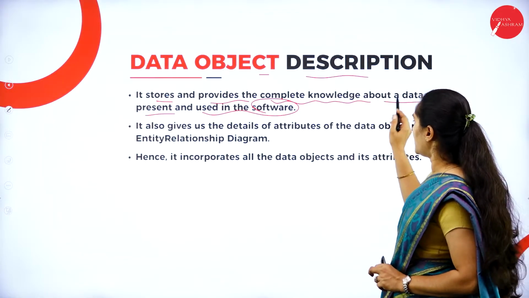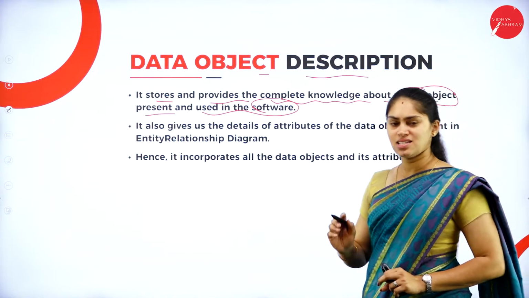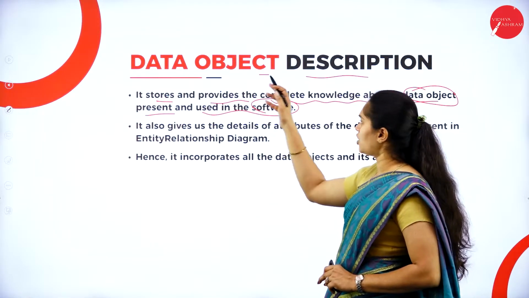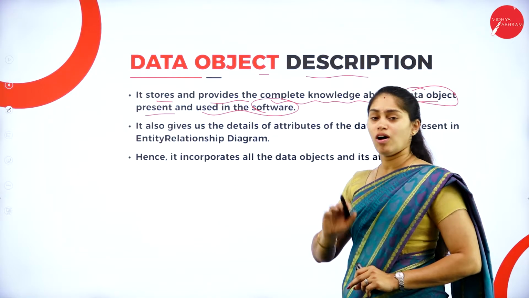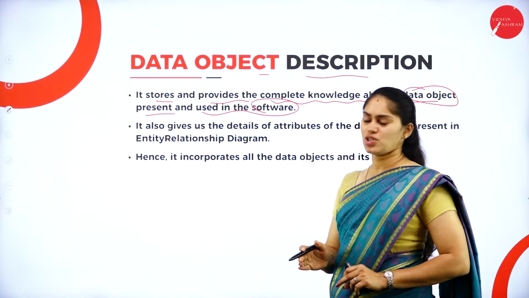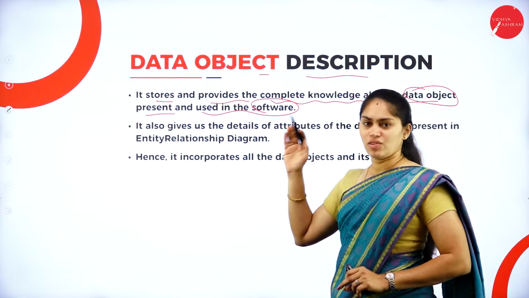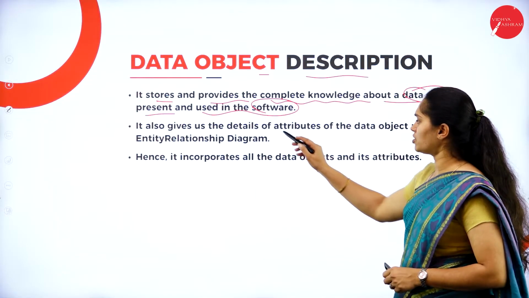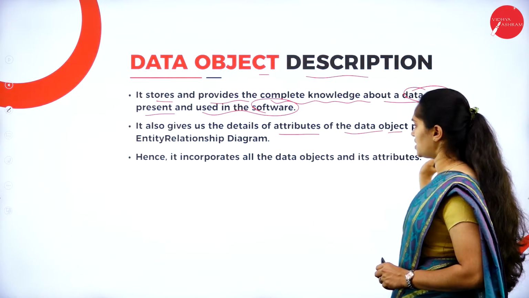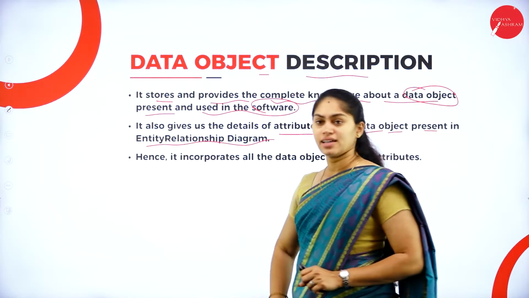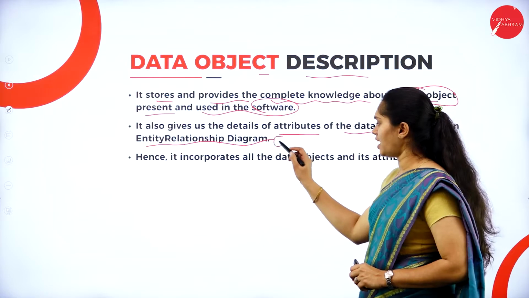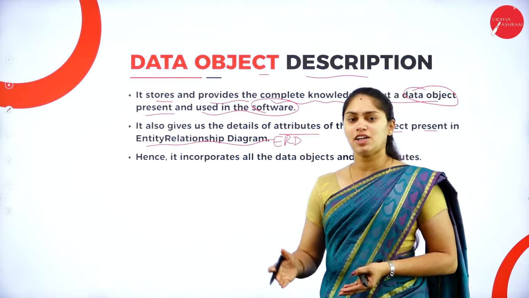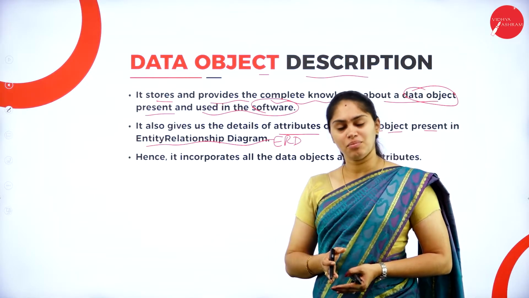Like what are the data objects that we are using in a system or in a software. In order to develop a software, the data object description is going to store all the information, complete information about those data objects which we are using in a software. And mainly it is going to give the details about the attributes of the data object which is present in the ER diagram. So already we know about the ERD, that is entity relationship diagram, how one object is related to another object, what are the attributes we have.